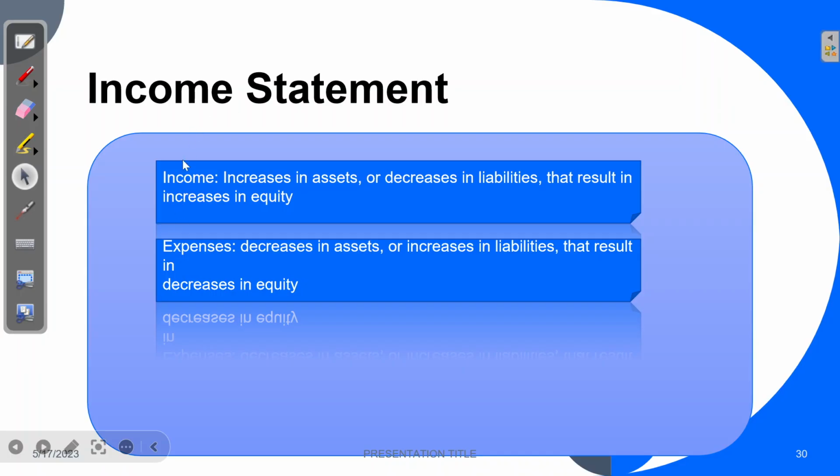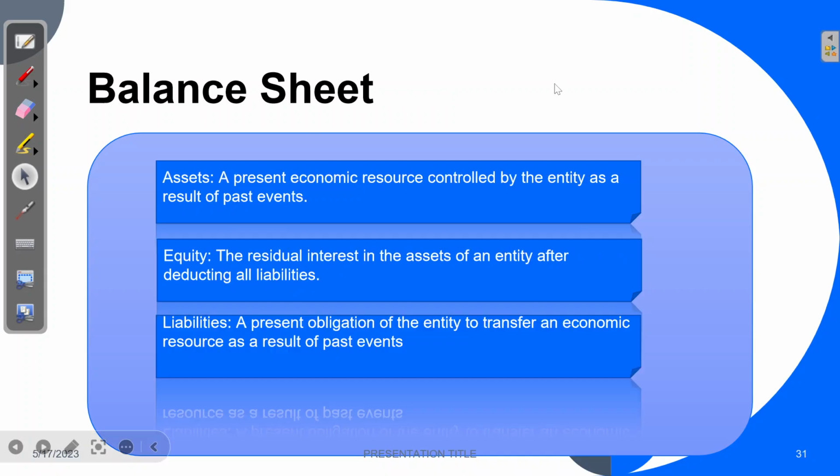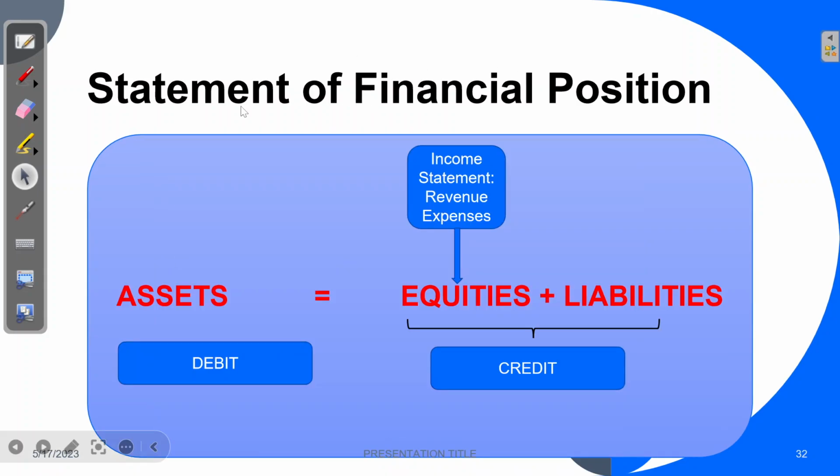So in the income statement, you see these two main items: income and expenses. So let's look at the balance sheet, or the statement of financial position. In the balance sheet, you see three main items. You see assets, equities, and liabilities. Assets, equities, and liabilities. Okay.